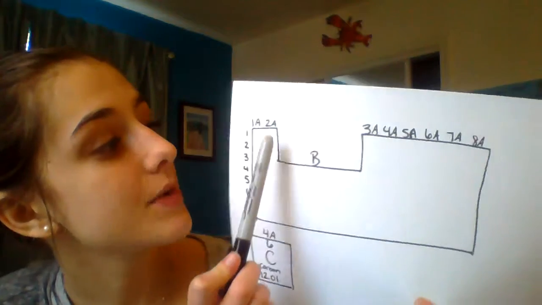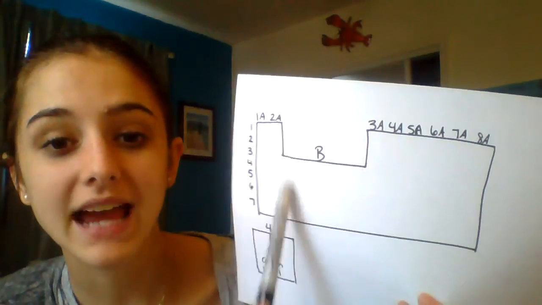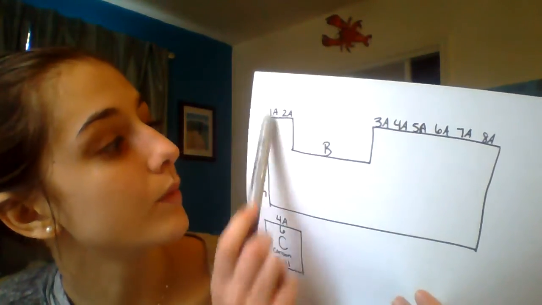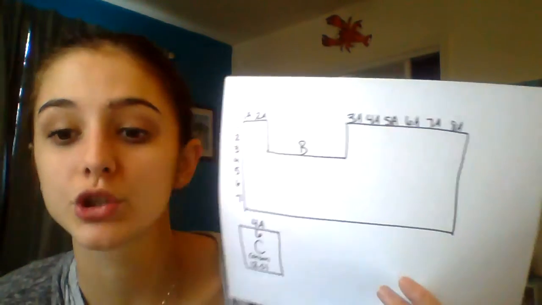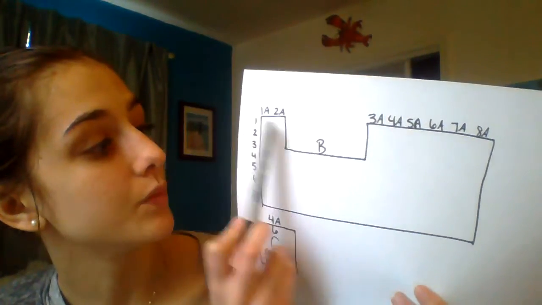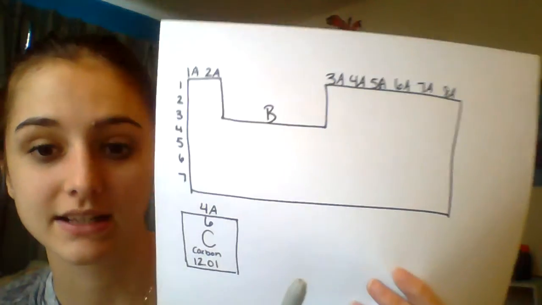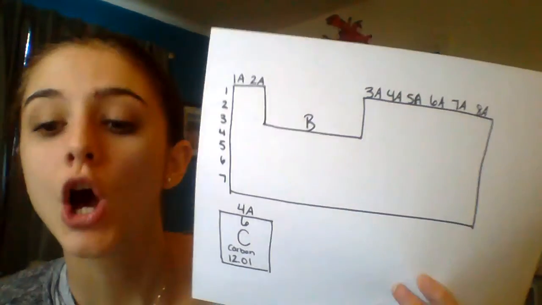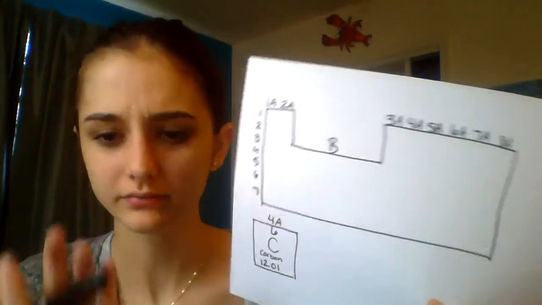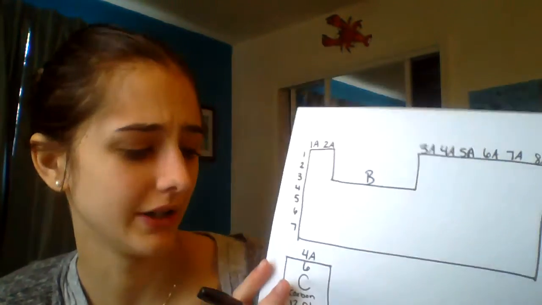Anyway, as you have the 1A, 2A, 3A going down, these are called groups. Going across, 1, 2, 3, 4, 5, 6, 7, as you can see, those are your rows or periods. And that's the basics of the periodic table.